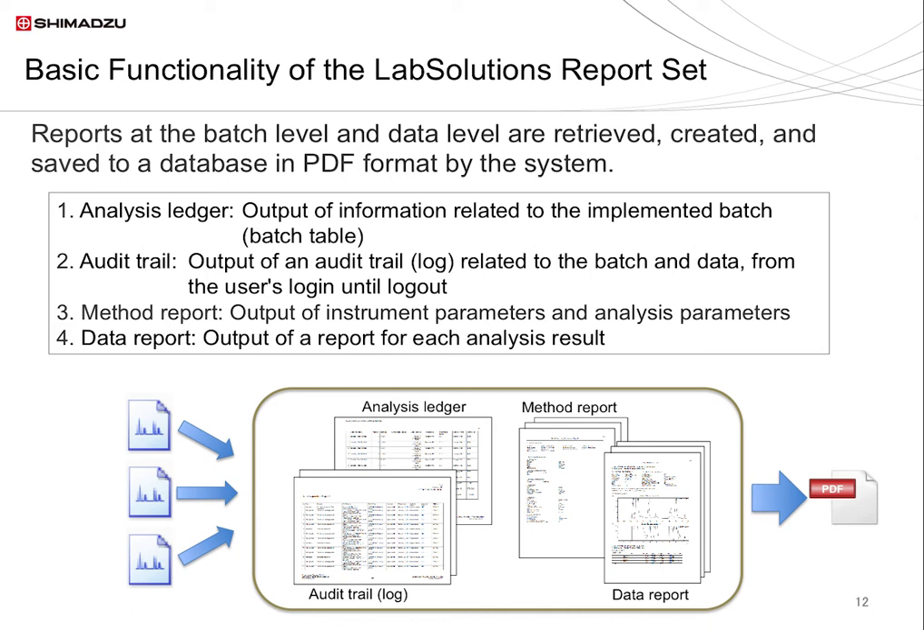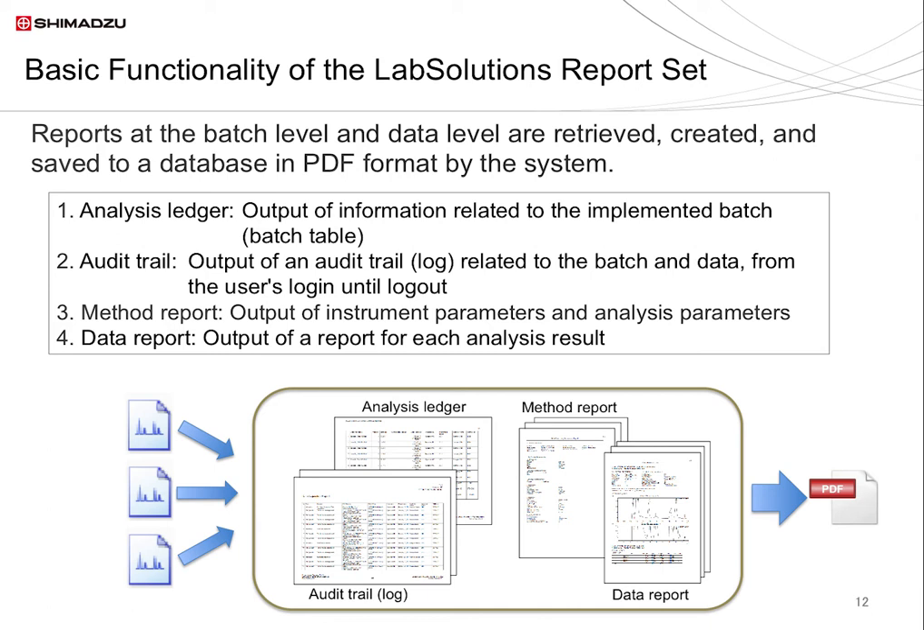The first is an analysis register, which contains information related to the batch table. This feature in LabSolutions initially outputs, in the form of a register, a list of information that includes how much data are included in the batch and the sample information mentioned earlier. So the first thing to be output shows at a glance and in list form how much data are included in the batch.